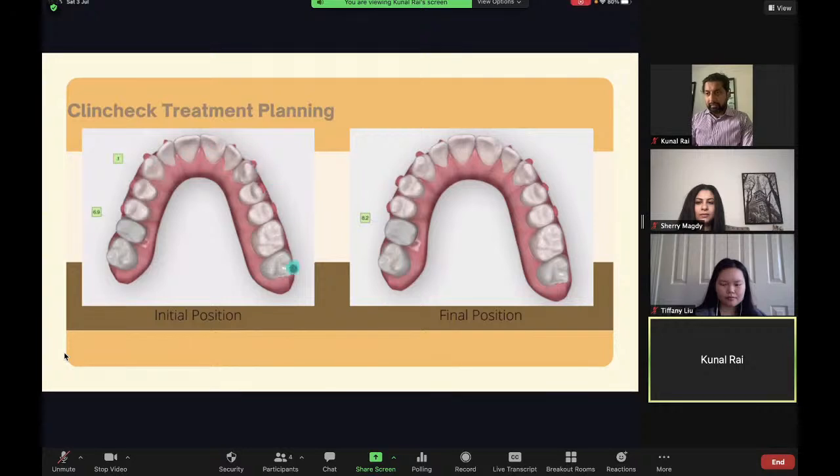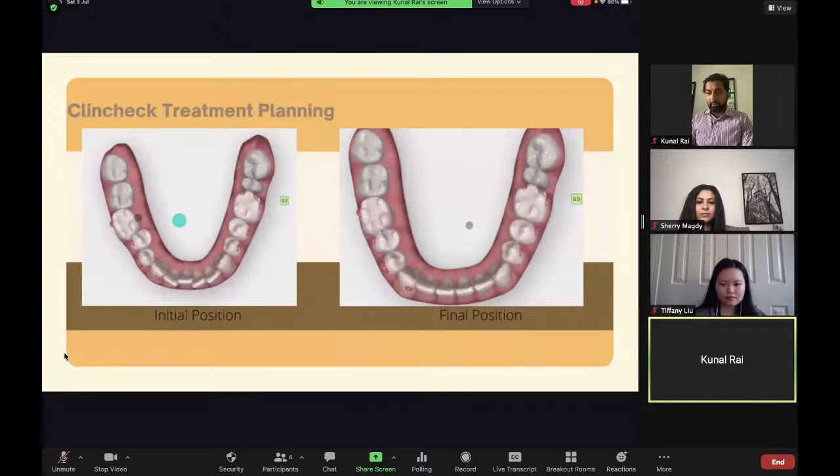So this is his initial bite. This is his upper arch at the end of treatment. I've told Invisalign to use this cusp to align, to widen the posterior teeth. This is the lower arch. You can see the crossover there that has been resolved. So it's a nice U. So coming from a V, we move into a U.